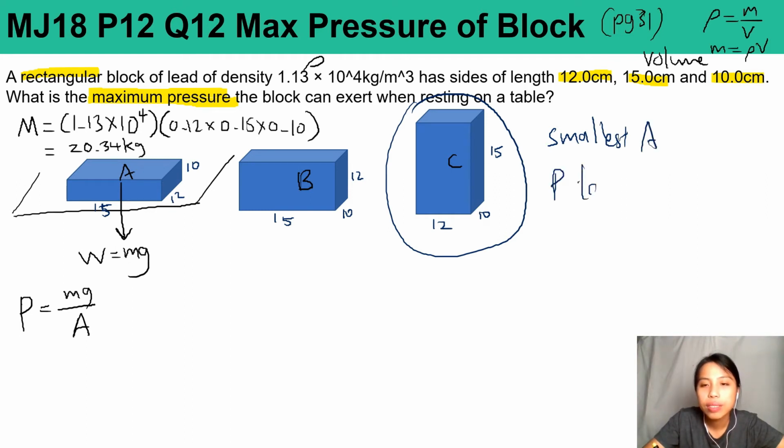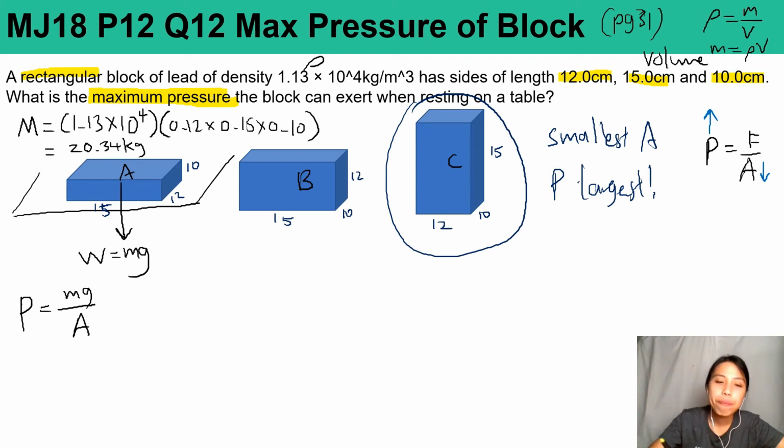P largest. How do I know that? I haven't calculated, but I based it on ratios. P is F over A. If your A is small, it means the pressure is larger. It's using ratios. Okay. So now we can actually calculate it.